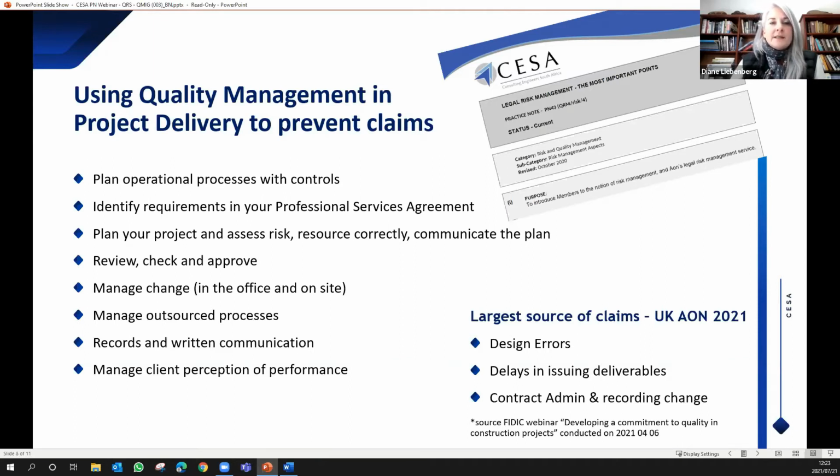And then earlier this year, I was listening to a FIDIC webinar, and a representative from Aon in the UK just stated what the largest sources of claims in the UK were. These were basically summed up as the first one being design errors, the second one, delays in issuing of deliverables, and the third was contract administration and recording of change. So it's very evident that if you implement a quality system, you should be able to prevent all these things from going wrong.